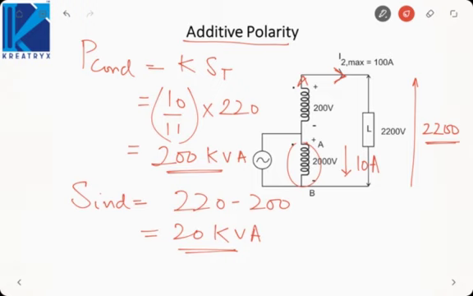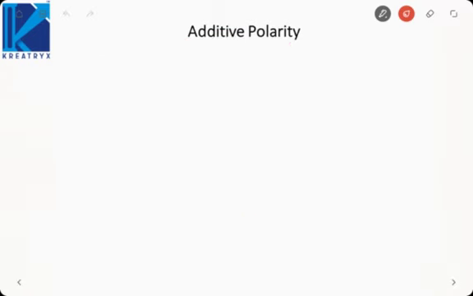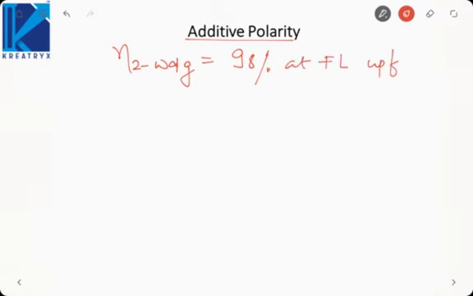Next, let us see what the effect on efficiency is by converting the two winding transformer to an auto transformer. I am assuming the two winding transformer had an efficiency of 98% at full load UPF. So eta is 0.98, which means P out is 20 into 10 raised to the power 3 into 1.